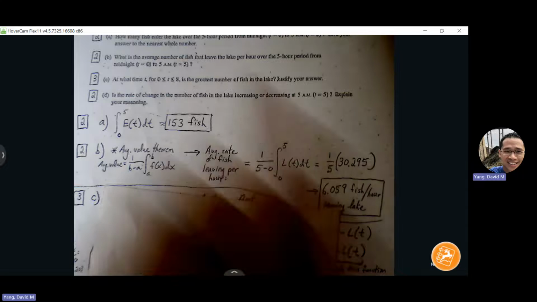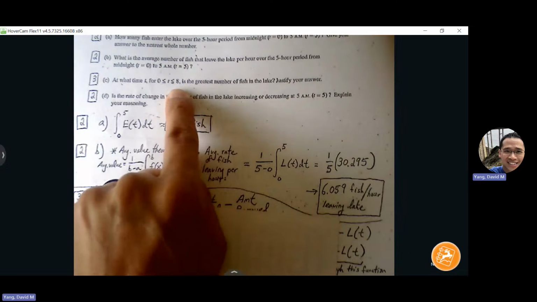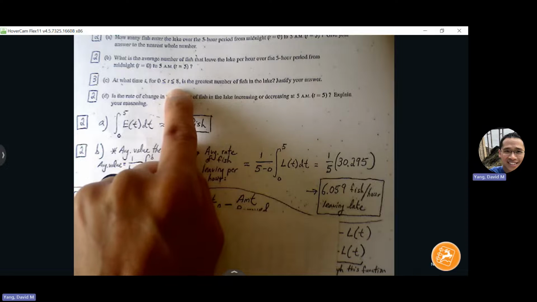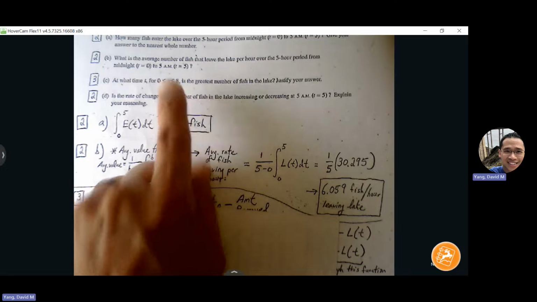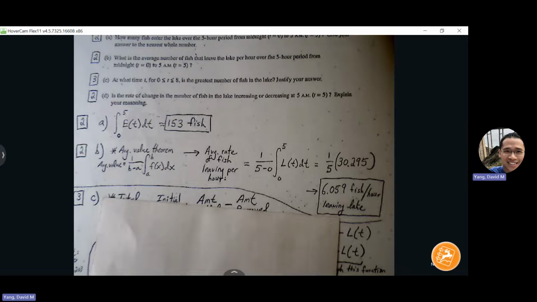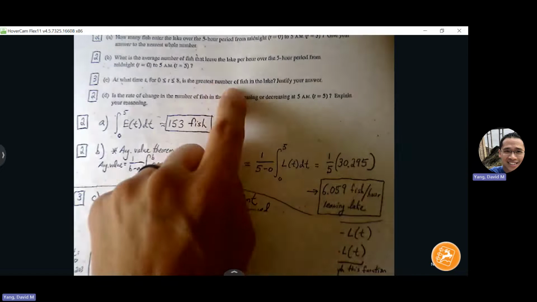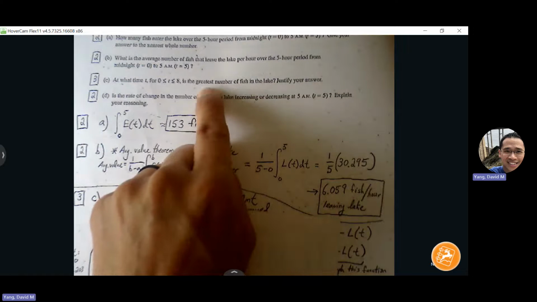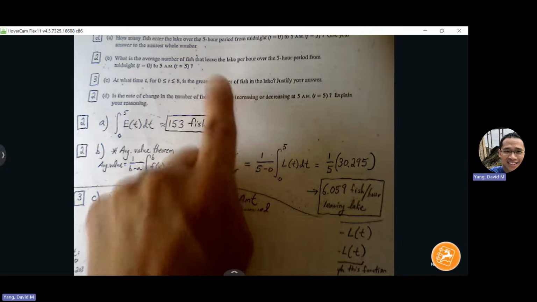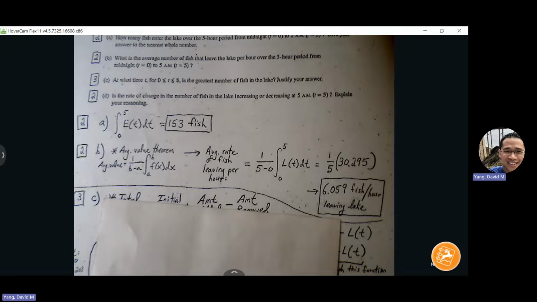Part C, at what time from 0 to 8 is the greatest number of fish in the lake? So a lot of stuff going on here. First off, greatest number of fish, what does that remind us that we have to apply? EVT, right? But quite a few things need to happen before EVT. We have to first find critical points, and then we have to build that formula.